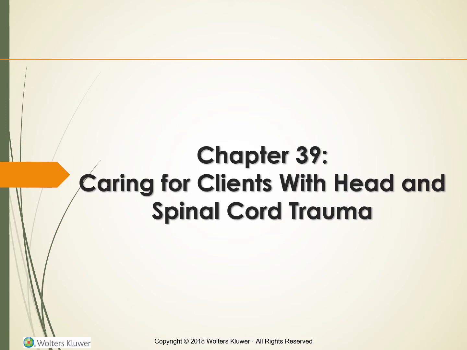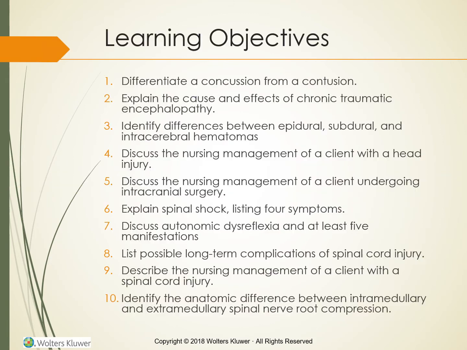So before we start talking about all the things that have to do with spinal cord trauma, we need to know that the prognosis for spinal injury is most accurately assessed 72 hours after the initial trauma because of secondary injury. All right, let's get into objectives.